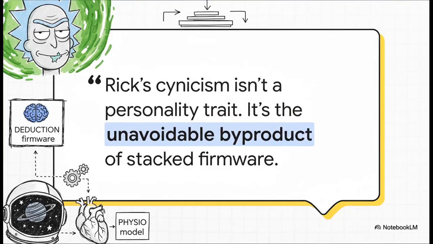And this is a perfect way to think about it. Take Rick Sanchez from Rick and Morty. That iconic cynicism, it's not just a mood. In a system like this, it's what you'd call an emergent property. It's what you get when you stack astronaut precision with deduction logic on top of physio stress tolerance. Boom. All of a sudden, this incredibly complex character becomes, well, a formula.